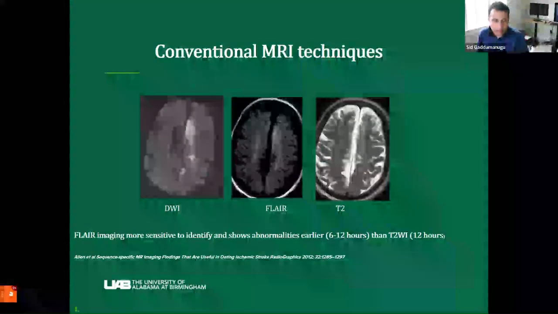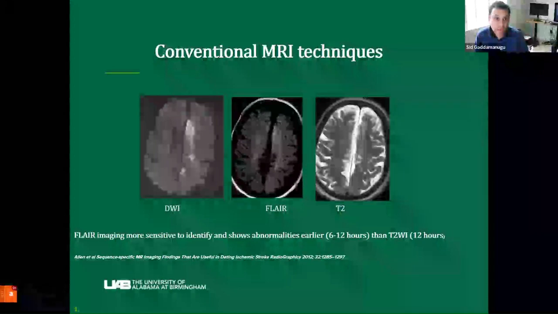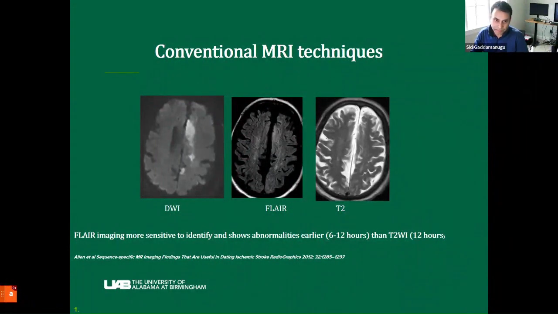So diffusion, as we discussed, is positive in 1 to 3 hours. FLAIR is slightly better. It's positive by 6 hours. And T2 images are usually positive by 12 hours. So that's our original sequence. T1 is very insensitive. It takes up to 24 hours for any T1 signal changes to develop. So obviously our diffusion and FLAIR are the earliest sequences which are positive in patients with stroke.